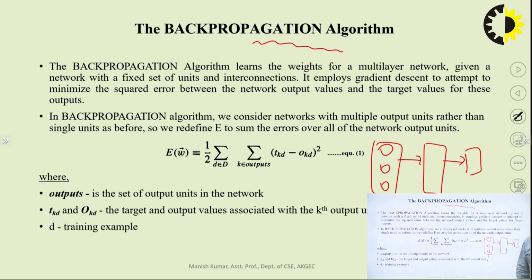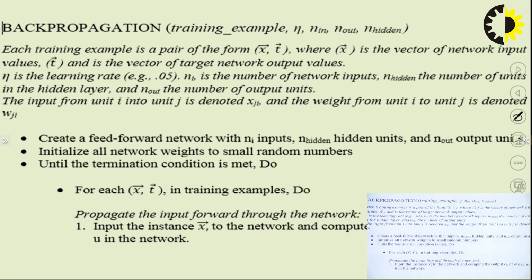Let us check how this back propagation algorithm works. This is the back propagation algorithm which will take as input the training examples, the learning rate, and the total number of inputs, hidden units and outputs. Because we know that in a multi-layer network we have three kinds of units. Number 1 is the input unit, number 2 is the hidden unit, and number 3 is the output unit.